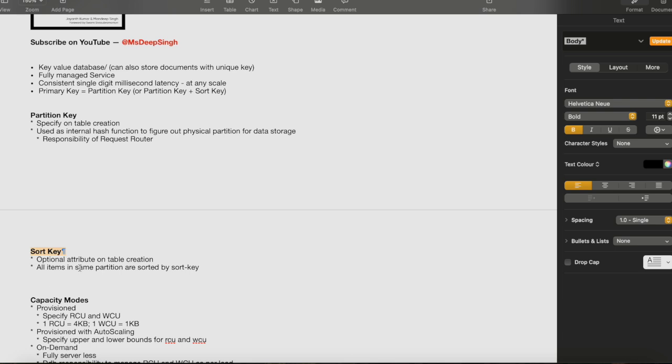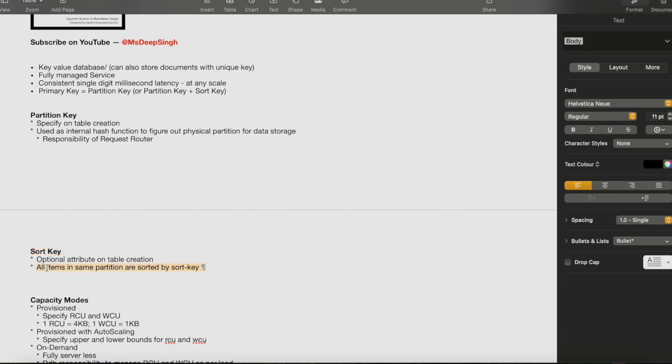So let's say if you don't specify a sort key at the time of table creation, then your partition key becomes the primary key basically. When I say primary key, it means an identifier which uniquely identifies that particular item. If you specify the sort key, then your primary key is a combination of partition key and sort key. So the combination of partition key plus sort key should be unique. Okay, so that's the idea.